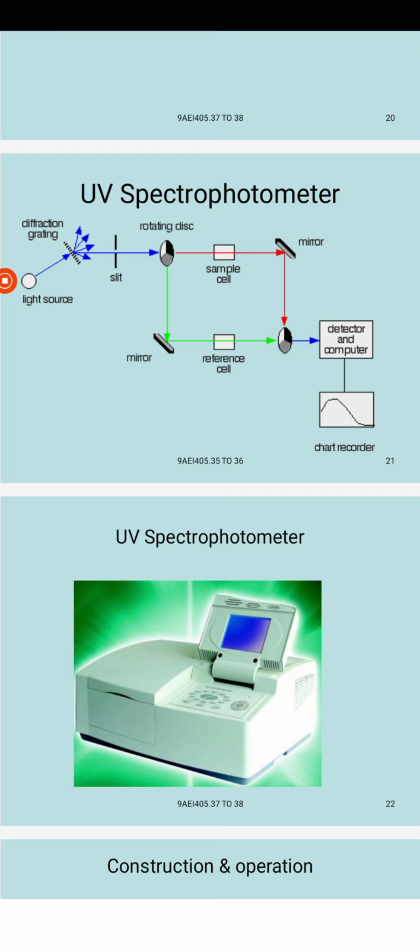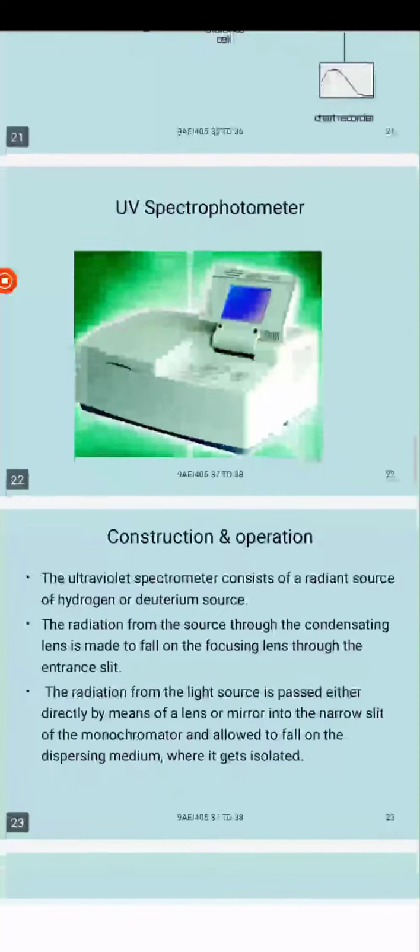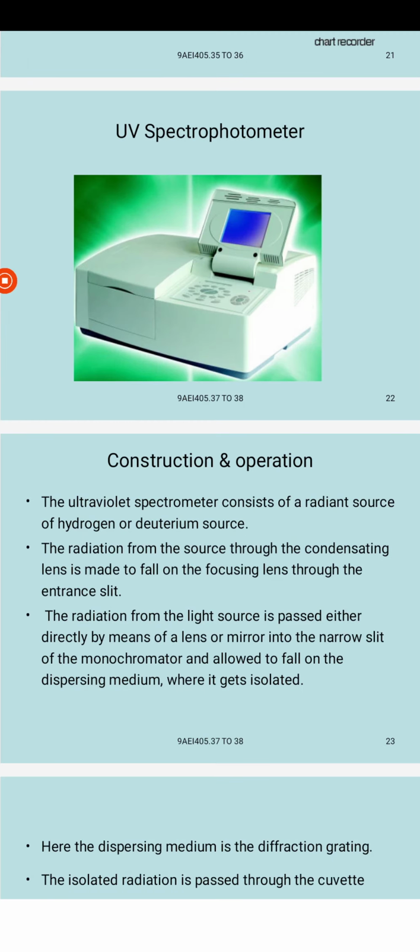We can also give the output to the chart recorder, where you can record the current produced by the detector. You can see a typical UV spectrophotometer which is available in the market.